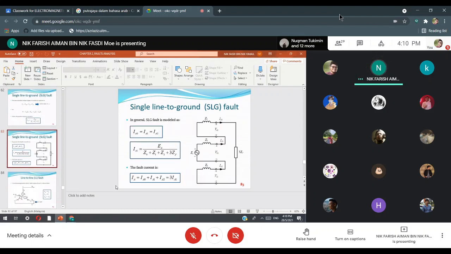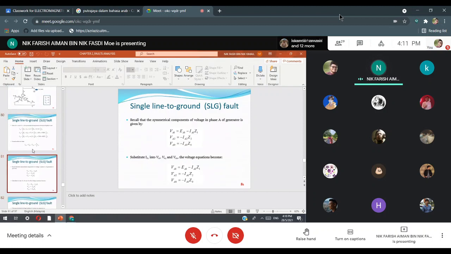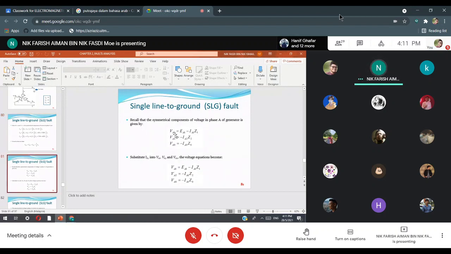Later on, kenapa kita nak draw the equivalent circuit? Tadi lah, we want to know equivalent circuit by referring to this equation. So ini semua ialah the derivation. Okay, we look at one by one. In the case of single line to ground, IB, IC is 0. Both are 0. The critical components of current in phase A are given as this equation. Ini equation sebelum ni. Right, so we can make the simplification, and then we have this equation: IA0 equivalent to 1/3 IA.